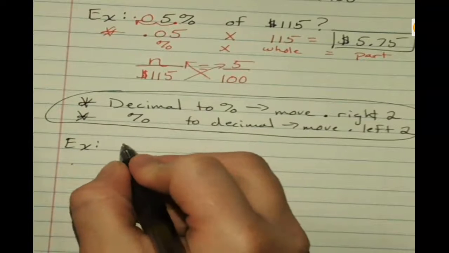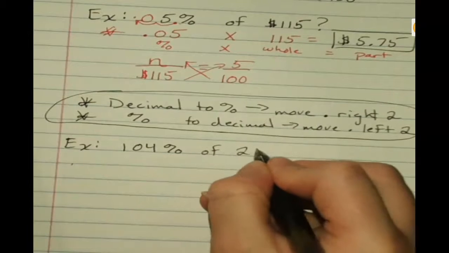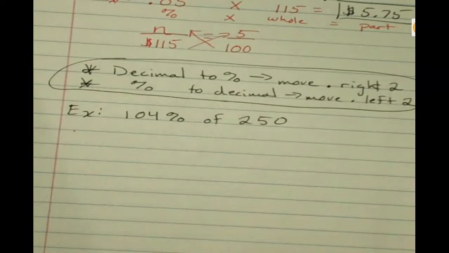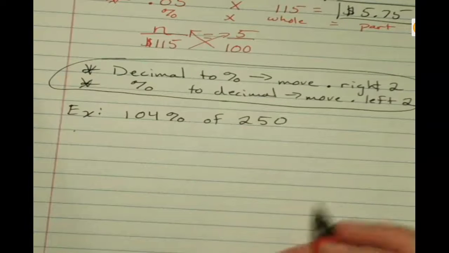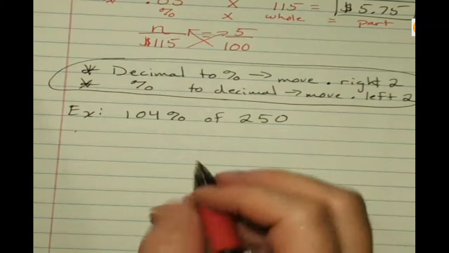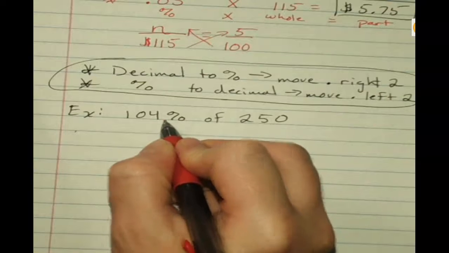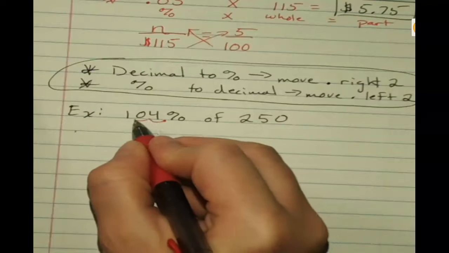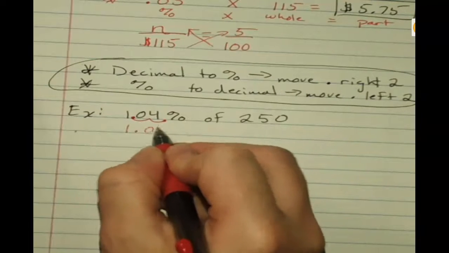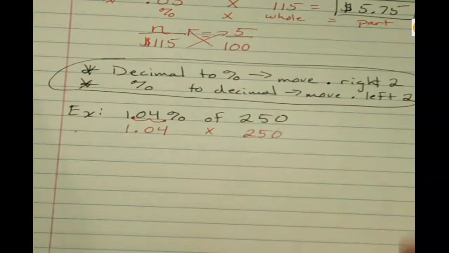Okay, let's say it's 104% of 250. What is 104% of 250? Tanner, you want to solve this? So we would do 1.04. Absolutely, because we got to change this to a decimal. So we move this to the left 2 places, and she's correct. It's 1.04. What is of? Times. And then bring down 250.